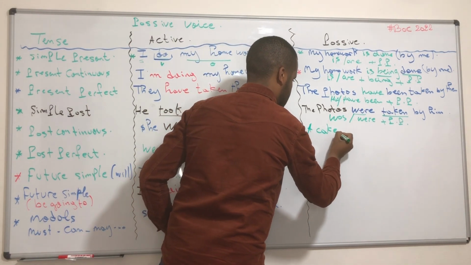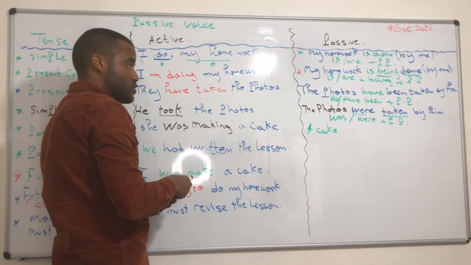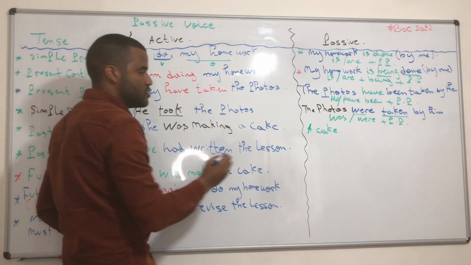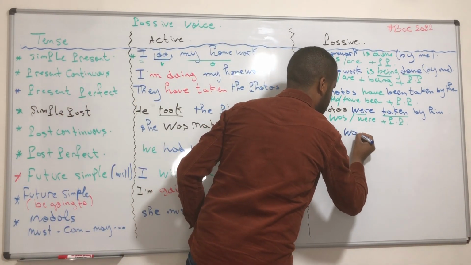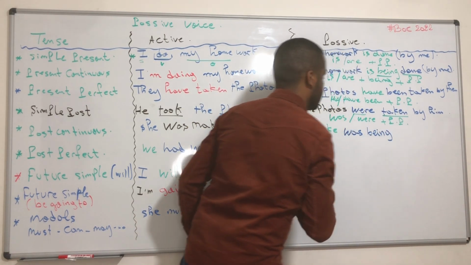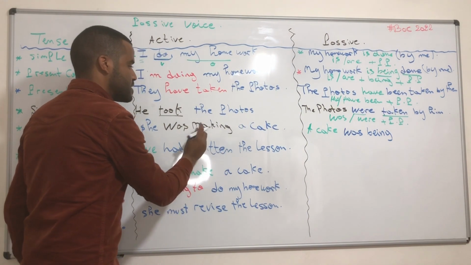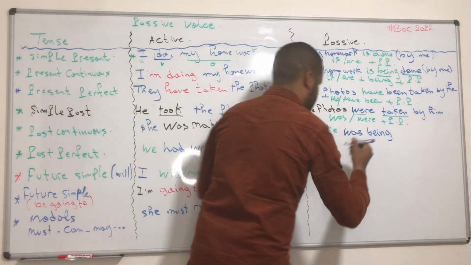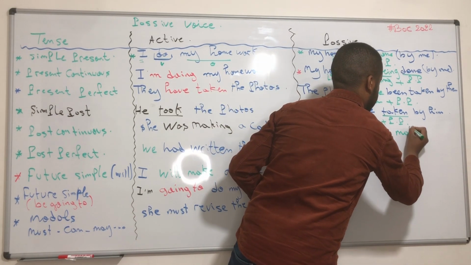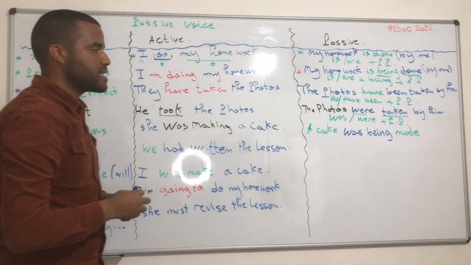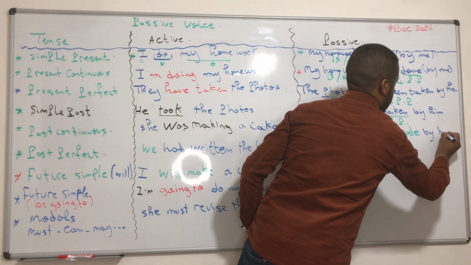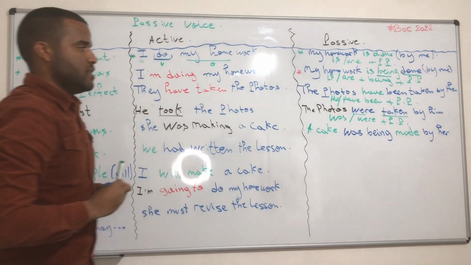A cake. Okay, so we are going to conjugate the verb to be in past continuous. We're going to say a cake was being, and we are going to add the past participle of the verb make. So it's made, it's an irregular verb. Okay, a cake was being made by her.